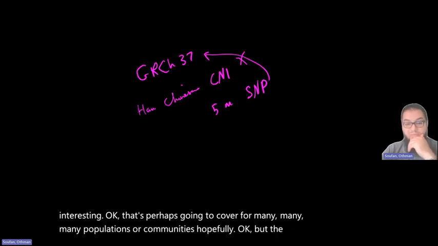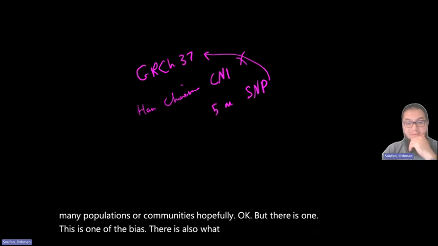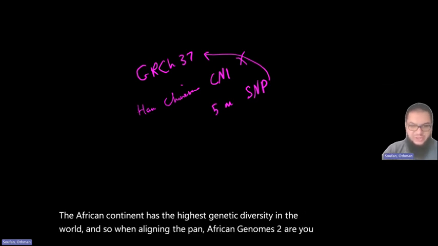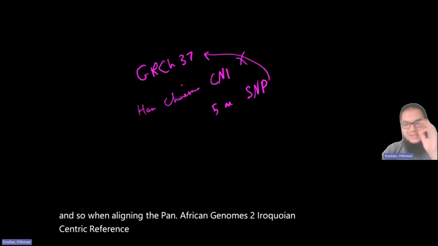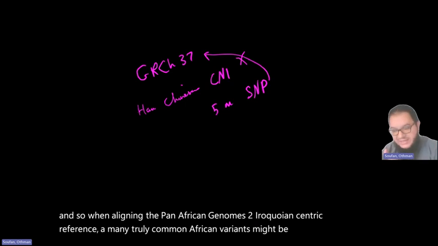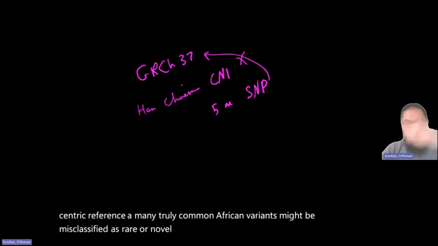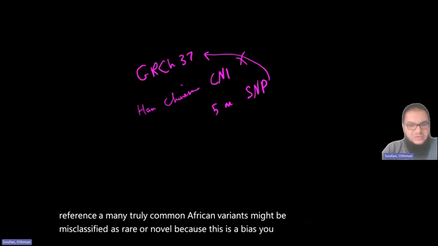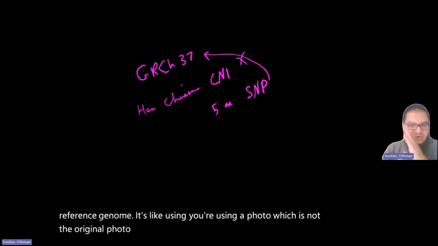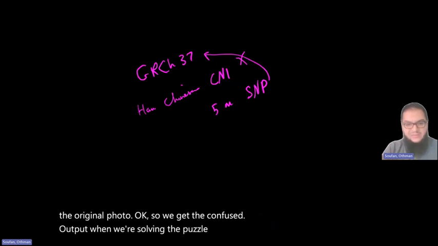But this is one of the biases. There are also the Pan-African genomes. The African continent has the highest genetic diversity in the world. And so when aligning the Pan-African genomes to a European-centric reference, many truly common African variants might be misclassified as rare or novel, because this is a bias. You are using a reference genome. It's like using a photo which is not the original photo. So we get a confused output when we're solving that puzzle. We get something different.